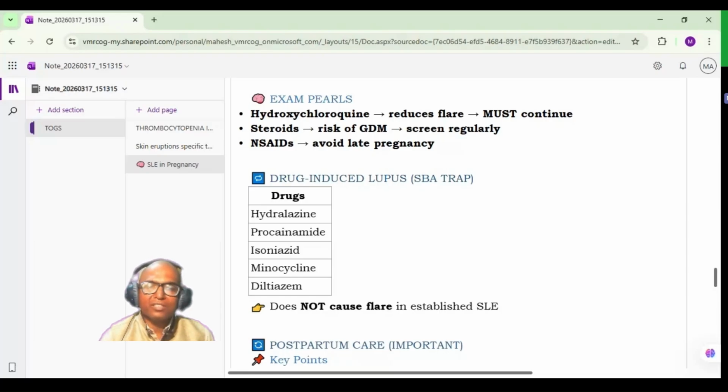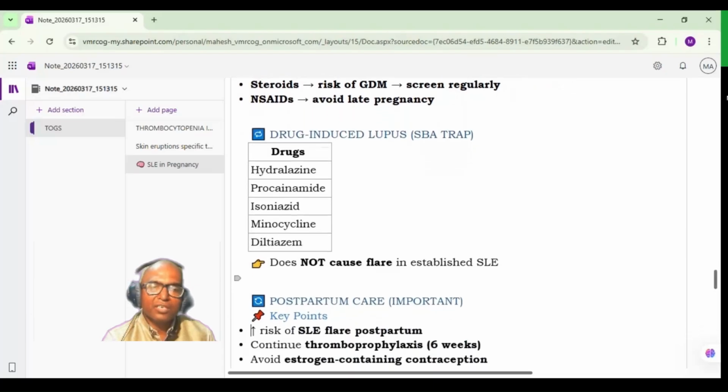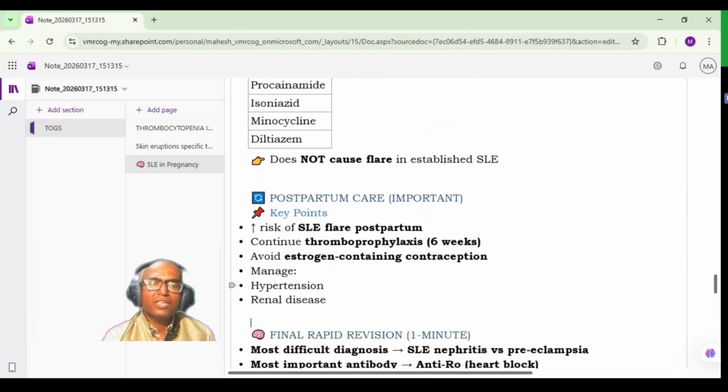So drug-induced lupus is seen with hydralazine, procainamide, isoniazid, minocycline, and diltiazem. Now these drugs can cause SLE, but in an established case of SLE, there will be no flare because of the use of these particular drugs. Then postpartum, what we need to do? There is increased risk of SLE flare in the postpartum period. So we need to continue thromboprophylaxis for 6 weeks, avoid estrogen-containing contraception, and manage hypertension and the renal disease.